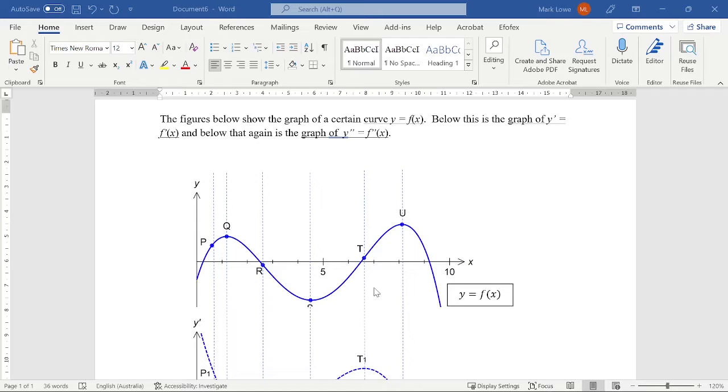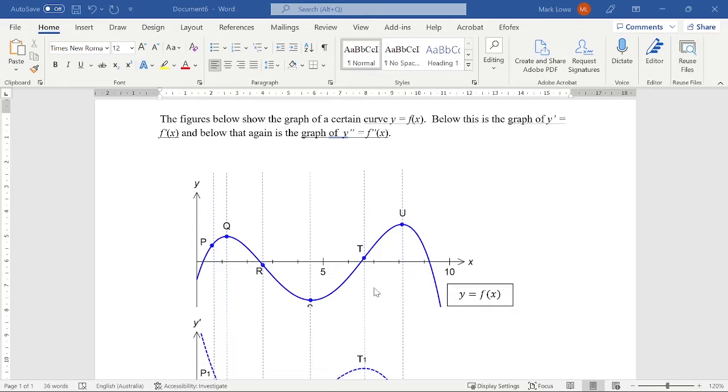More importantly, the reason that we look at the second derivative is to understand things from a geometrical perspective. We know that the first derivative gives us information about the gradient of our original function, meaning it describes the rate of change.